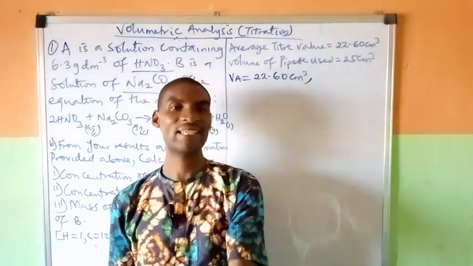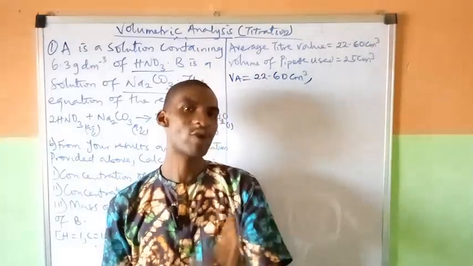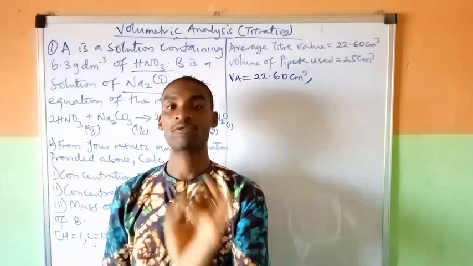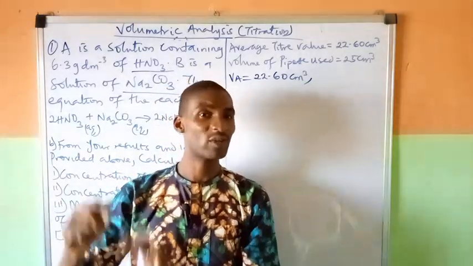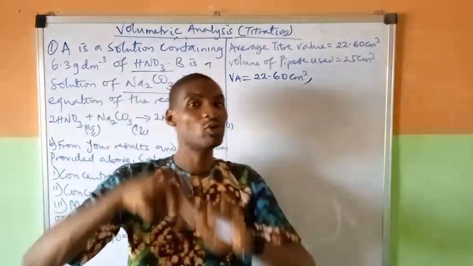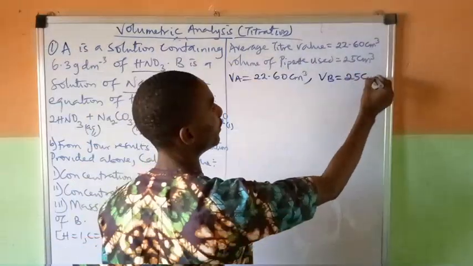Your chemistry instructor in your school would have written a report that we have provided a pipette of 25 cm cube for these students. So that is what the examiner will grade you on. Whatever they use in your school, that is what you should use here as your volume, 25 cm cube.